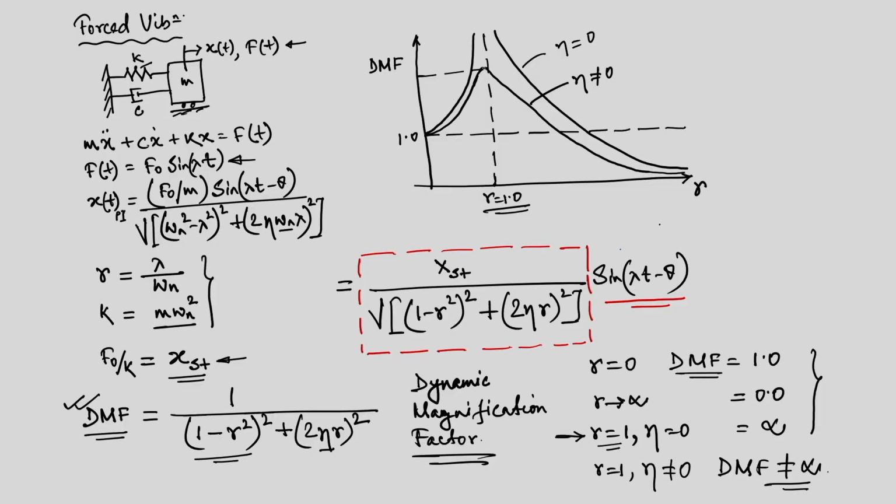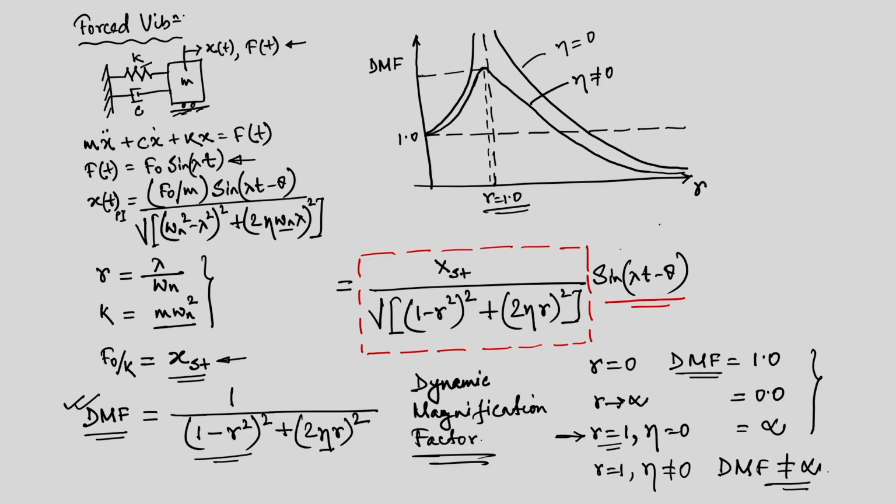Now, the next question that we are going to answer: where is the maximum? It is not exactly at 1, it will be just in the close vicinity of 1, but not exactly 1. We will see that in a minute. And we will also derive what is this maximum value. So, that is our next task.